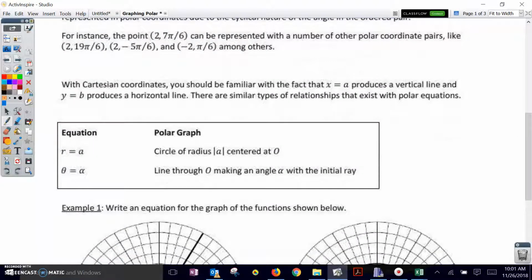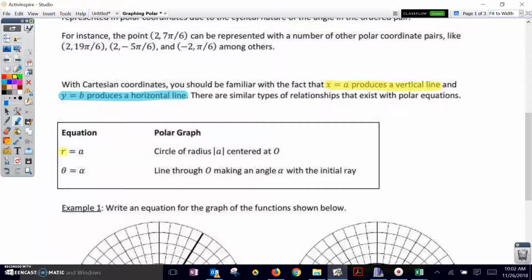Now we're going to start with a basic analog to some ideas that we know from Cartesian coordinates. You should be familiar with the fact that whenever you see something of the form x equals a in a Cartesian coordinate, it produces a vertical line. And whenever you see something of the form y equals b, it produces a horizontal line. We have similar relationships that exist with polar equations.